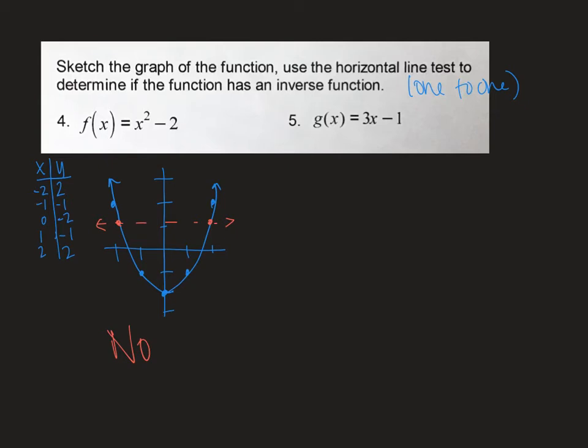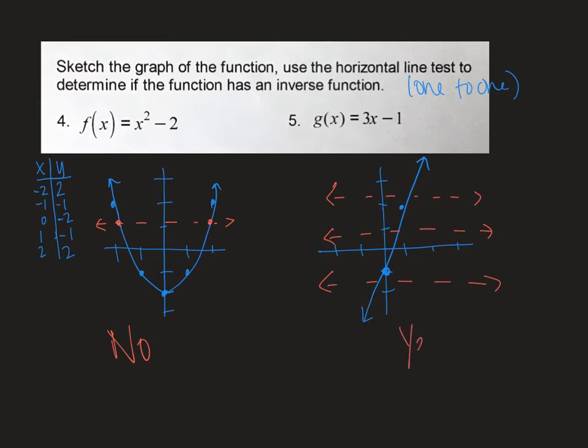So if we graph our function, we're going to start down at -1. Our slope is 3, so up 3 over 1. If we draw horizontal lines, there is not a horizontal line that we could draw that would intersect this graph more than once. So this one will have an inverse function.